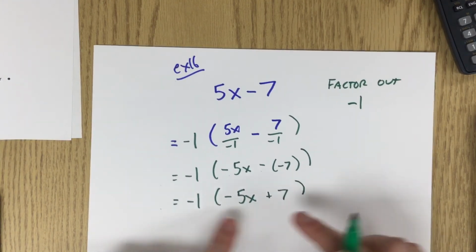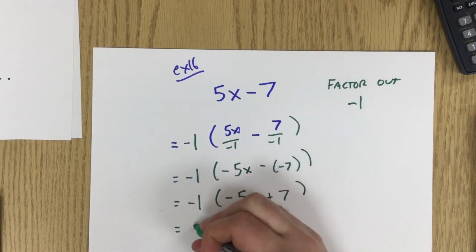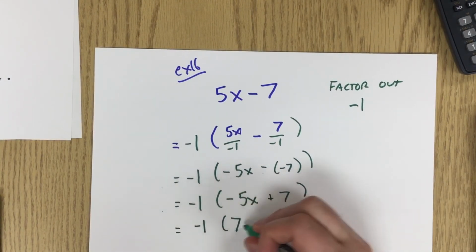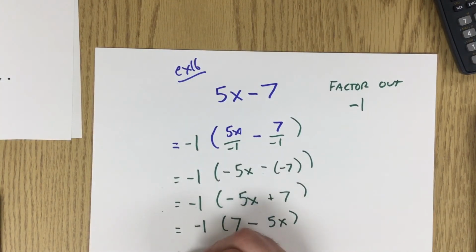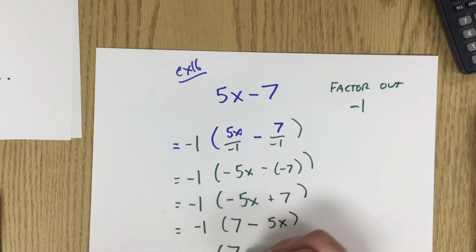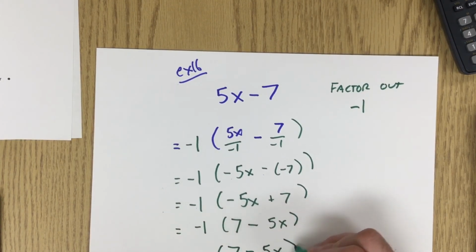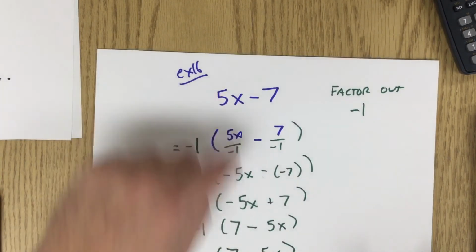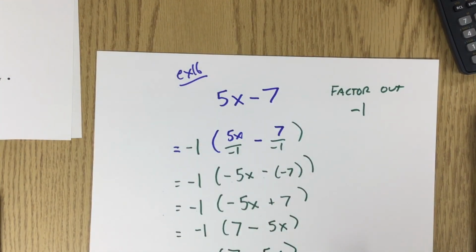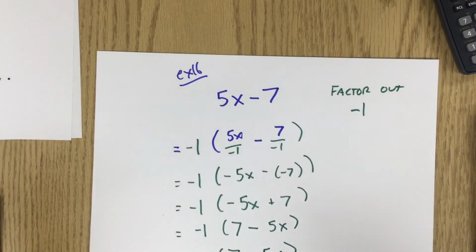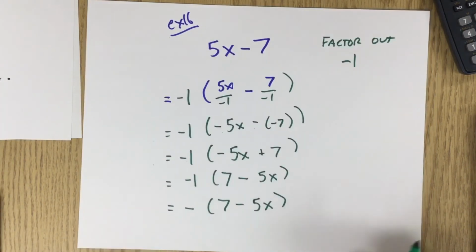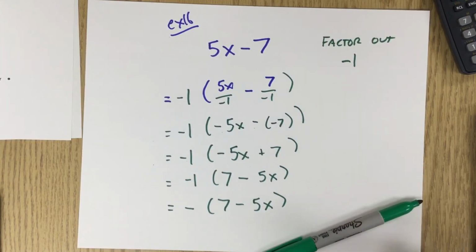And what I could do now is I could switch the order of these two. And that becomes 7 minus 5x. Or another way of writing that would be minus 7 minus 5x. And you'll notice it kind of switched the order of those two. So 5x minus 7, if you want it to become 7 minus 5x, you just factor out a negative 1, and it switches the order. That's common factoring.